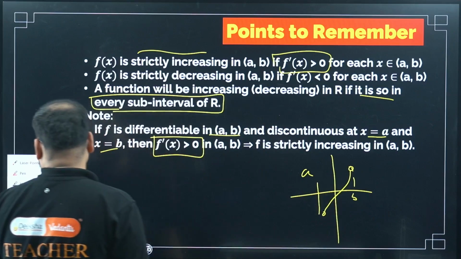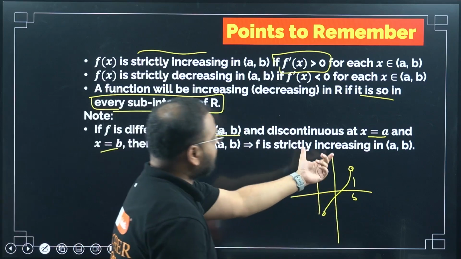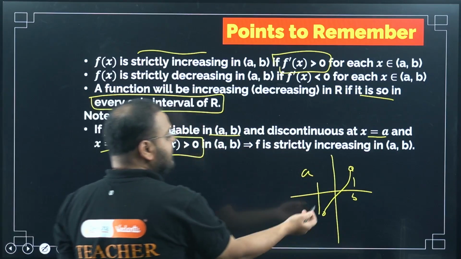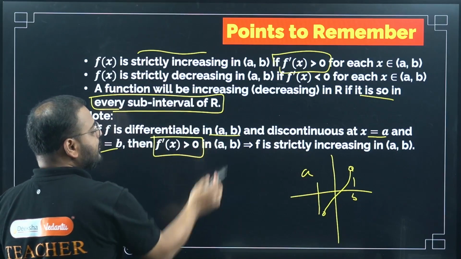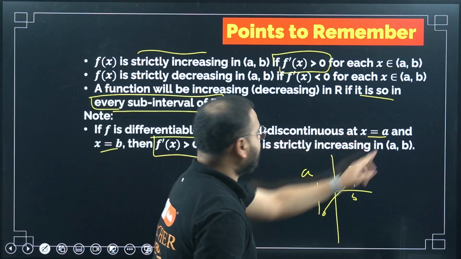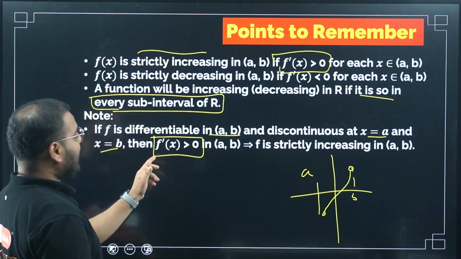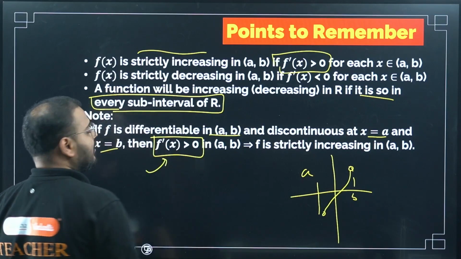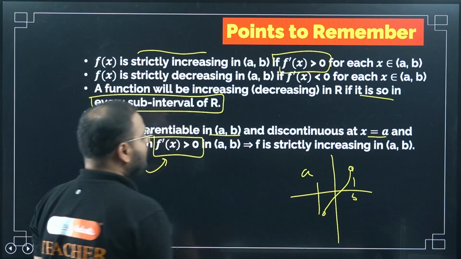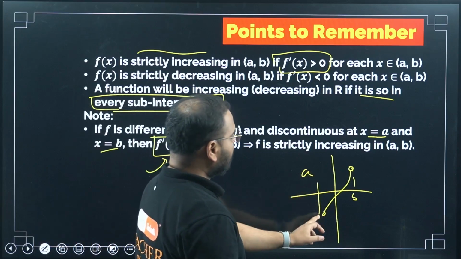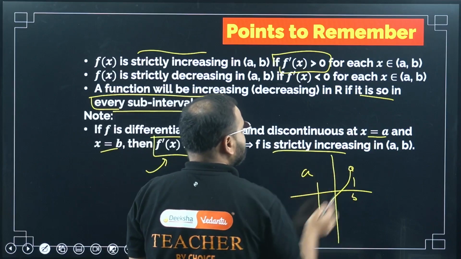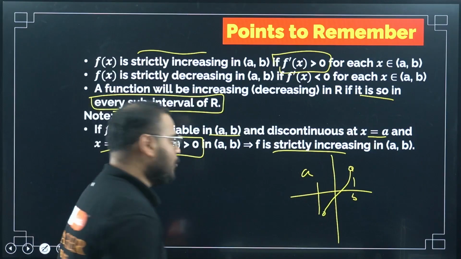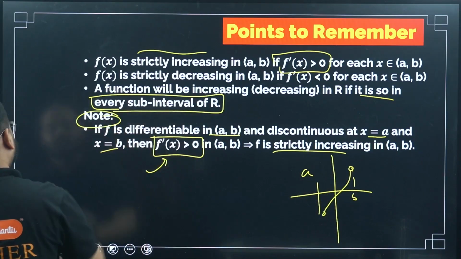Increasing function. So let me just show it to you. Provided that the function is differentiable everywhere between A and B. See, differentiable between A and B, even if it is continuous at A and B, okay, and this condition is true, f dash of x is greater than 0, I can call this function increasing. What type of increasing? Strictly increasing. You can see here, strictly increasing in A to B. Okay, a note here.